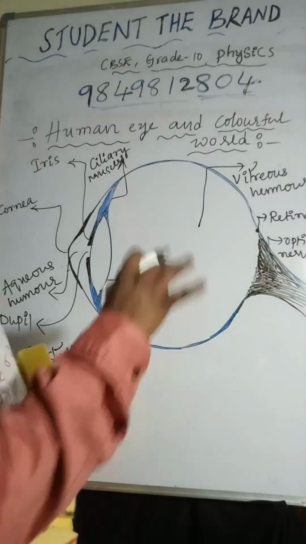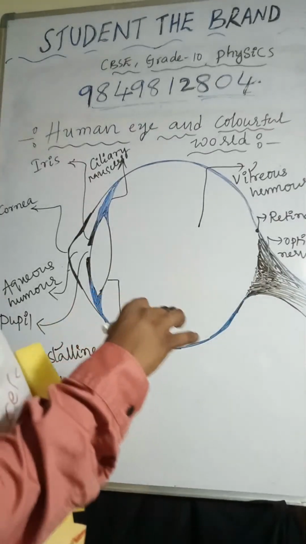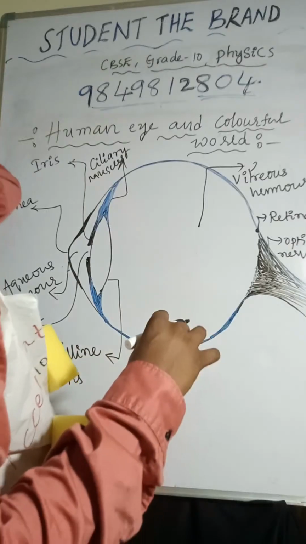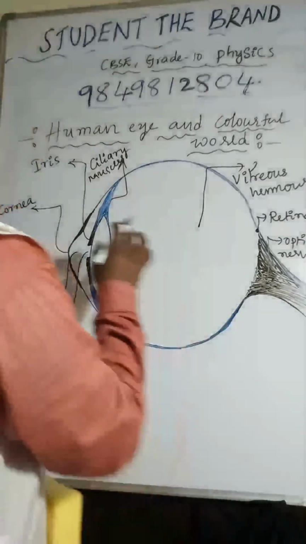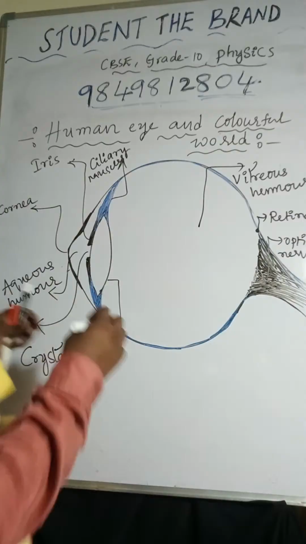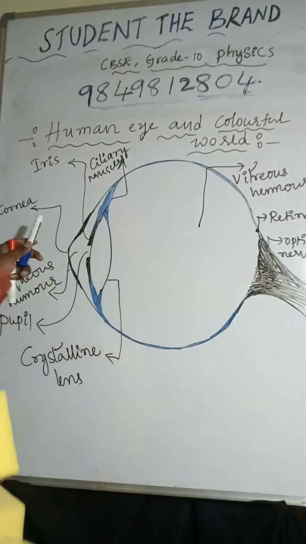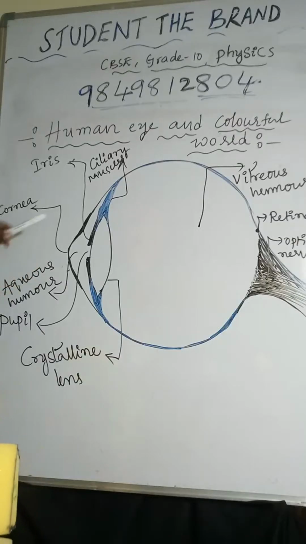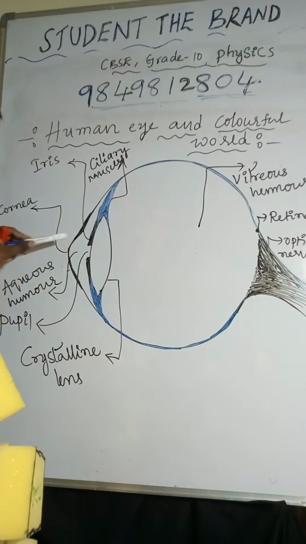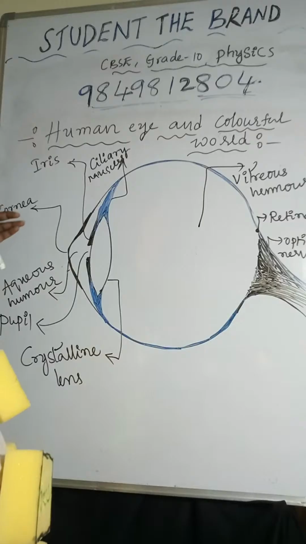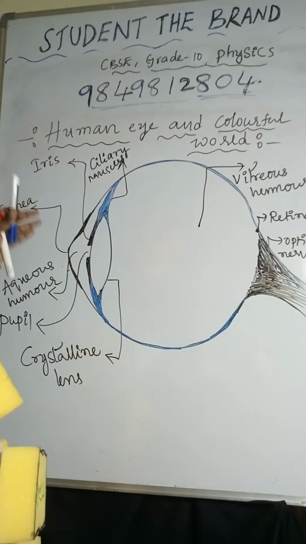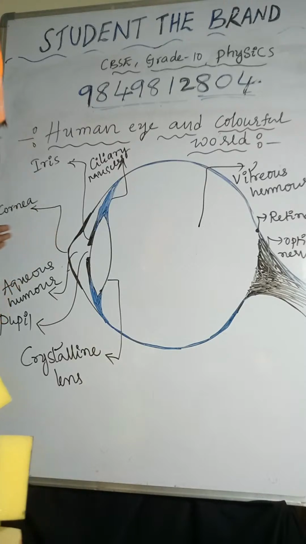Now you can observe here the optic nerve. Once again, cornea is the frontal layer, the protective layer of the human eye. Most of the refraction takes place at the cornea. Aqueous humor is a jelly type liquid present between the cornea and the lens. It gives sufficient blood and nutrition to the central cornea.